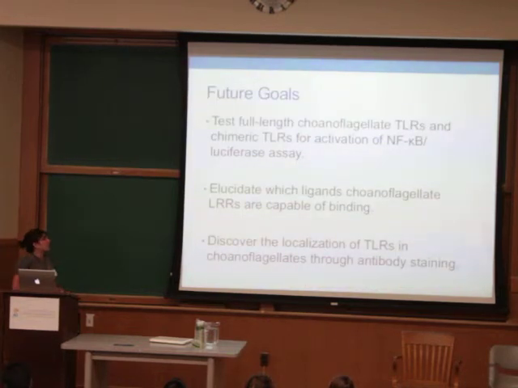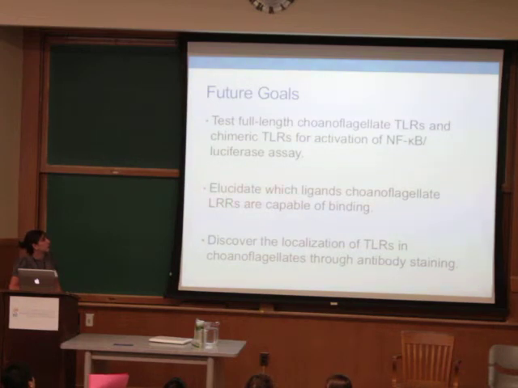So future goals that I'm working on right now is to test full-length choanoflagellate TLRs and chimeric TLRs for activation of NF-kappa B in the luciferase assay. We could also find out what ligands the choanoflagellate TLRs are capable of binding, which should give us some clue about whether this is being used for immune function or some other role. And I also hope to discover the localization of toll-like receptors in choanoflagellates through staining with antibodies.